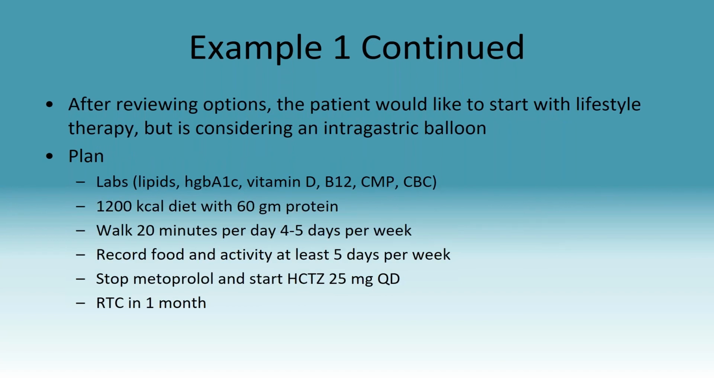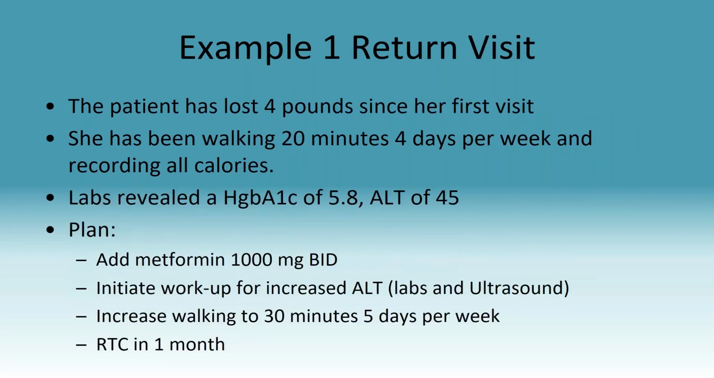So after reviewing options, the patient would like to start lifestyle therapy, but is considering an intragastric balloon. So based on that, our initial plan was to check lipids, hemoglobin A1C, vitamin D, B12, CMP, and a CBC. These are pretty standard labs that I get in all patients who have obesity. We started a 1,200 kilocalorie diet with 60 grams of protein, initiated walking 20 minutes per day, 4 to 5 days per week, and asked her to record her food and activity at least 5 days per week. We stopped the metoprolol and started hydrochlorothiazide, and we had the patient return in 1 month.